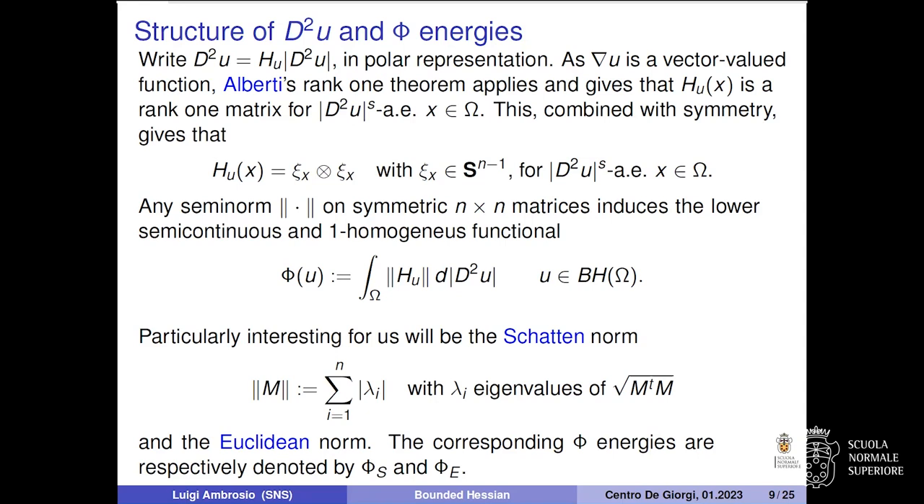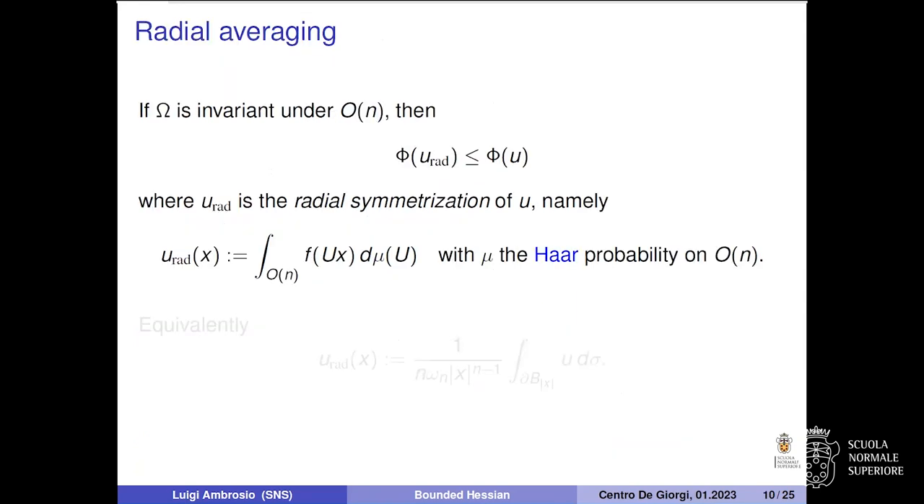Okay, so I'm going to denote the two phi energies, the one which we are more interested in, induced by the Schatten norm, by phi s, and by phi, the canonical norm associated to the Euclidean, or Hilbert-Schmidt norm on matrices. Okay, this is just a side comment which will come later. If you have a domain which is invariant under rotation, the energy that we are considering has a natural monotonicity property, meaning that if you do the radial symmetrization of U, so you go back to a radial function, or if you like a function of one variable, then the energy decreases. Equivalently, U rad is the mean value of U on the sphere with radius modulus of x.